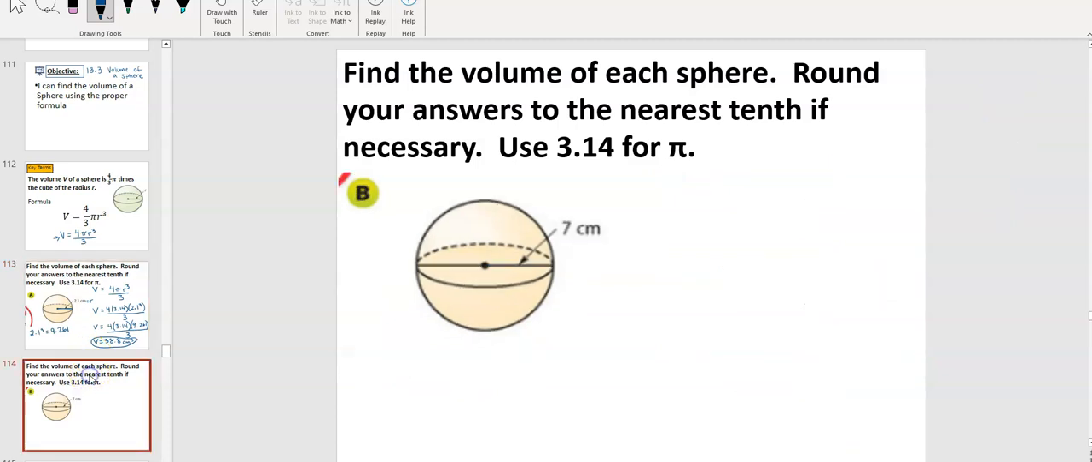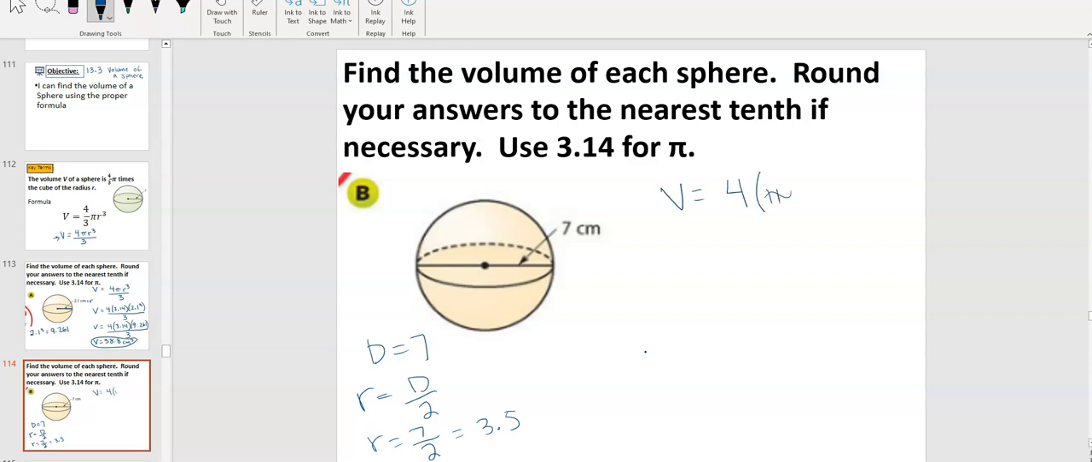Let's try another one. All right, so here we have another one, but this one is the full diameter. Because my diameter is 7, I know that a radius is half of a diameter. I know that my radius has to be half of 7, which turns out to be 3.5. So I'm going to do my formula.